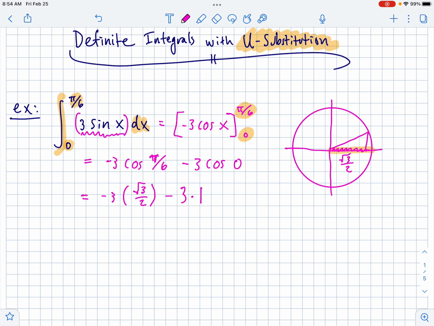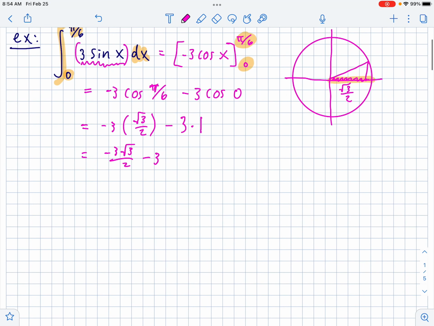Notice I am not touching a calculator for any of this. The expectation is that you know parts of the unit circle and do not need a calculator to find sine and cosine of certain parts. So if I clean things up here, we get negative 3 root 3 over 2 minus 3. Then we need a common denominator, so we get negative 3 root 3 over 2 minus 6 over 2. So this whole thing equals negative 3 root 3 minus 6, all divided by 2.